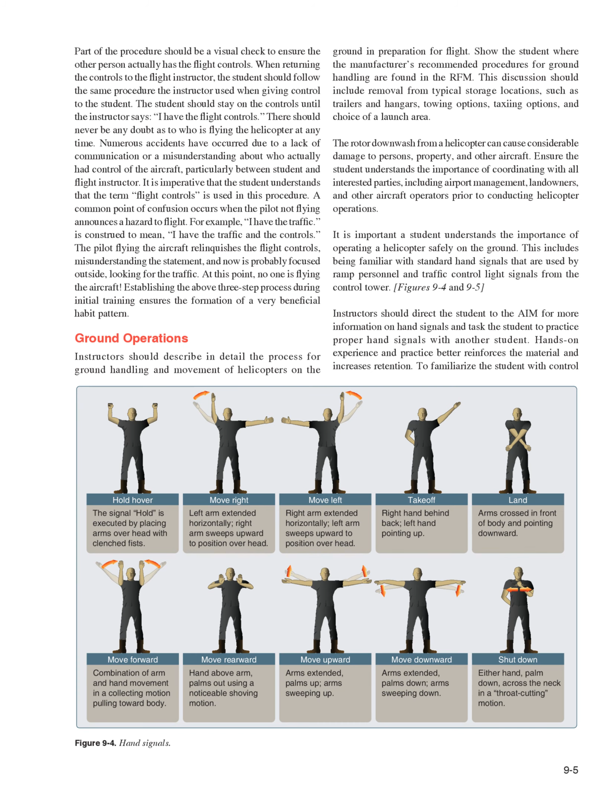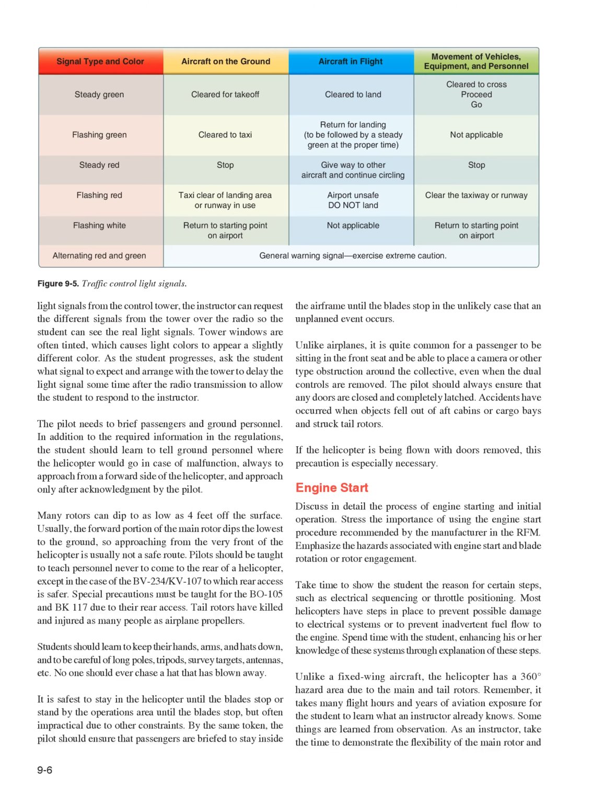To familiarize the student with control light signals from the control tower, the instructor can request the different signals from the tower over the radio so the student can see the real light signals. Tower windows are often tinted, which causes light colors to appear a slightly different color. As the student progresses, ask the student what signal to expect and arrange with the tower to delay the light signal some time after the radio transmission to allow the student to respond to the instructor.